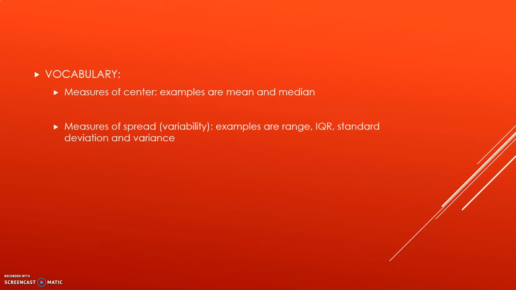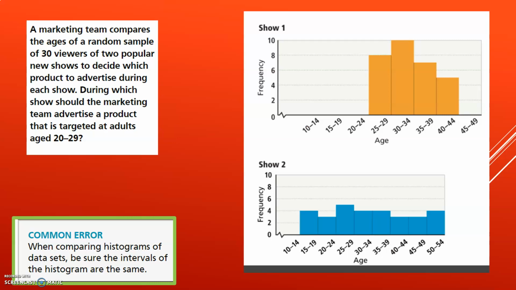As a reminder, the vocabulary that we want to think about as we're comparing sets of data is the measure of center, which would be like the mean and median, and depending on which one you're using would be which visual you're using, you would use different things. And then also the measures of spread or variability, such as range, interquartile range, and then future concepts of standard deviation and variance.